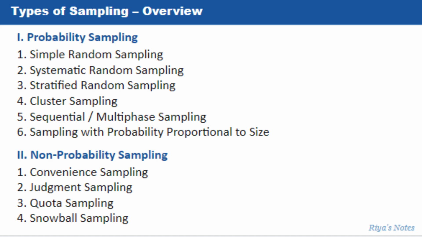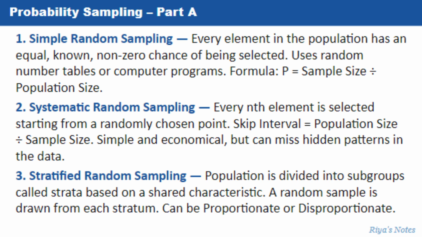2. Non-probability sampling. 1. Convenience sampling. 2. Judgment sampling. 3. Quota sampling. 4. Snowball sampling. Probability sampling, Part A.